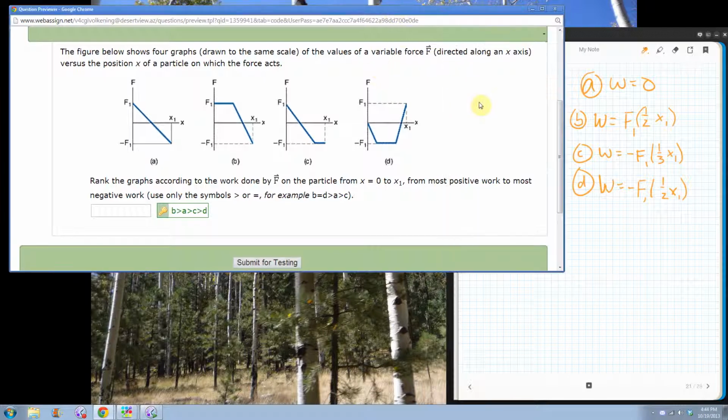When I rank these from positive to negative, the only thing that's even positive is B, so B is first. Then I've got 0, so 0 is next. That's A. And then I've got some negatives. I put the least negative thing first, that's C, so C is next. And then the most negative thing is D, so D is last. And that's it.